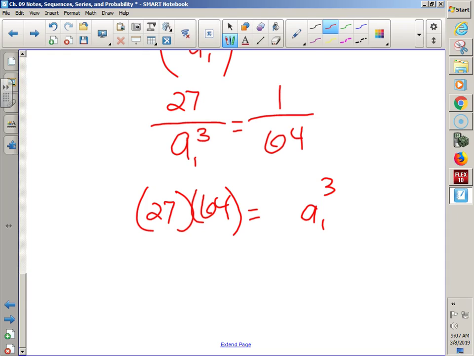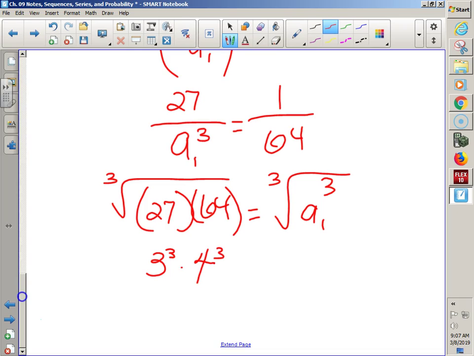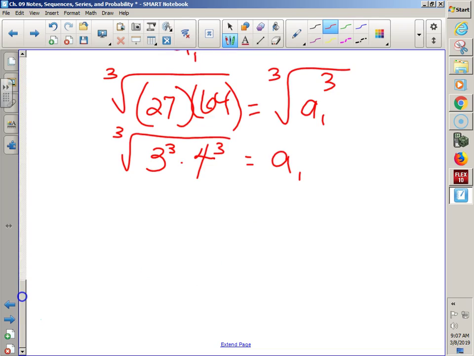Wait a minute, you know what's really cool? Isn't 27 a perfect cube? Isn't that 3 cubed? And isn't 64 4 cubed? So if I'm cube rooting to get to my first term, aren't I just going to end up with 3 times 4? And isn't 3 times 4 12?